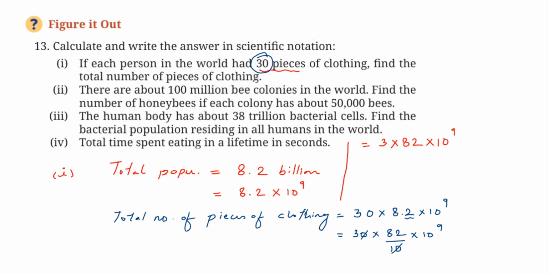Now here we have 3 and 82. When you multiply these two numbers, we get 246 times 10 to the power 9. Now the question here is to write it in scientific notation. In scientific notation, after the first digit, you will have a decimal point. That means after 2, I should have a decimal point, but here I don't have a decimal point, so I have to put a decimal point.